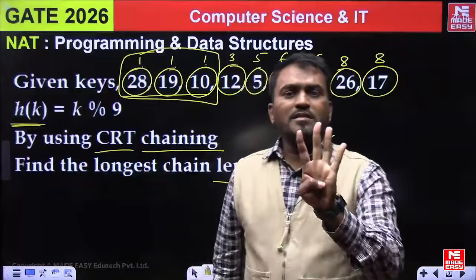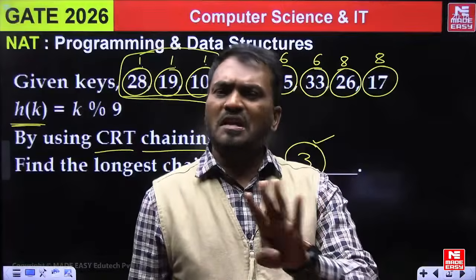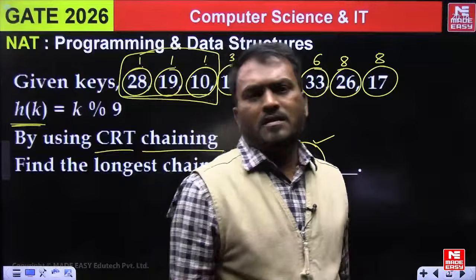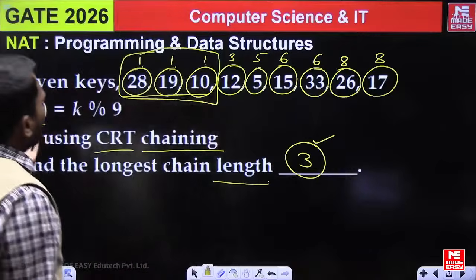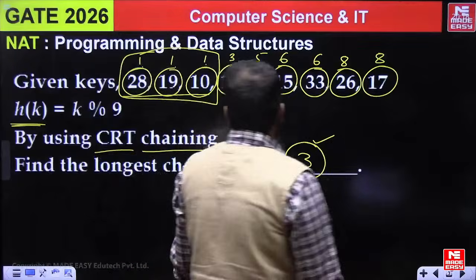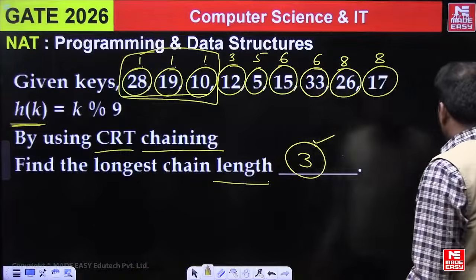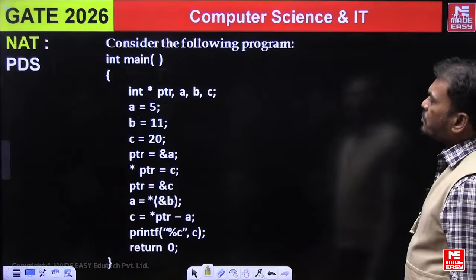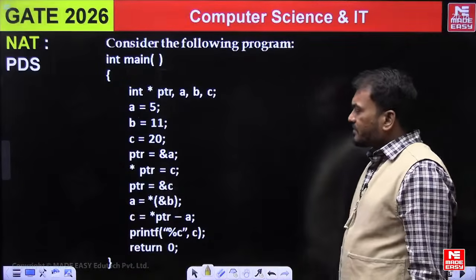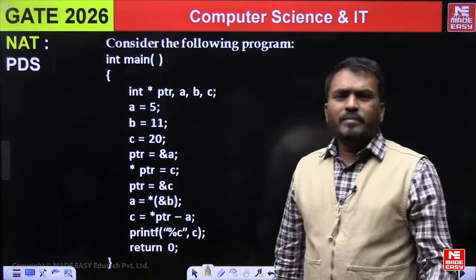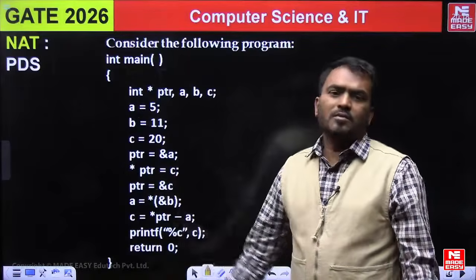I think 4 questions I received from programming and data structures. Comfortably, all questions you can solve. This is based on hashing. All the questions you can comfortably solve. Okay, right. So the next question is based on pointers. If you have followed my classes, then this is a very easy question.